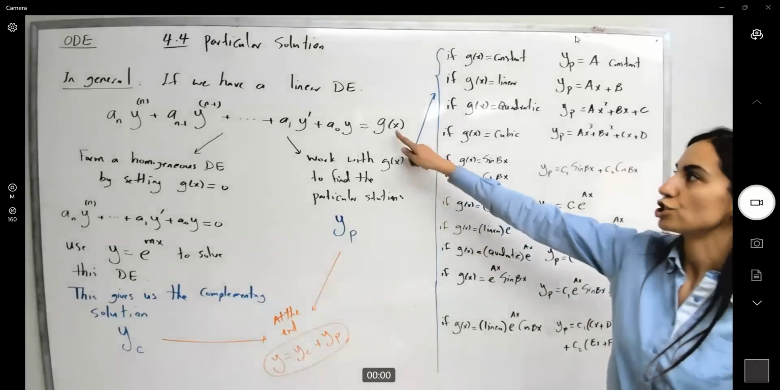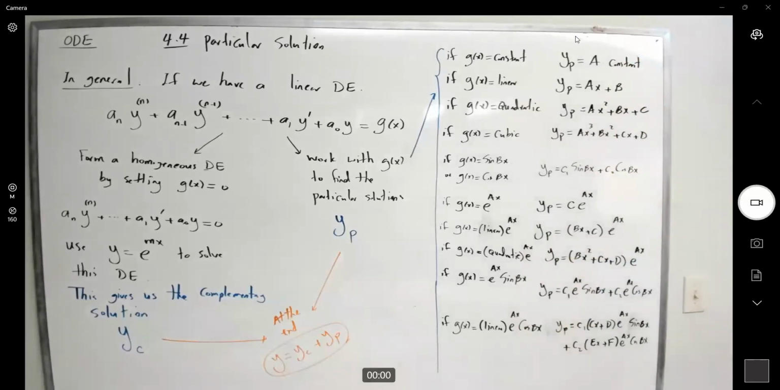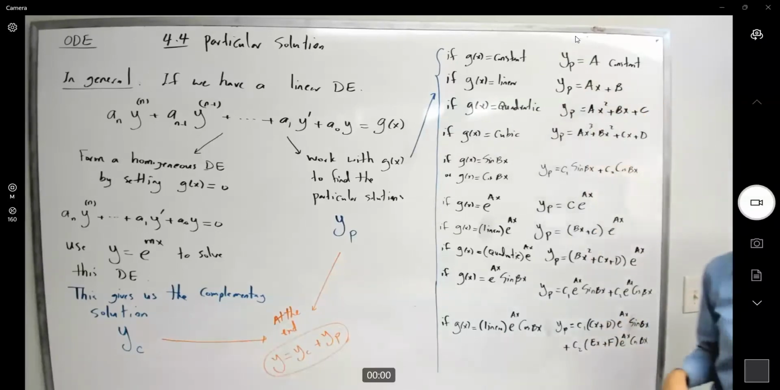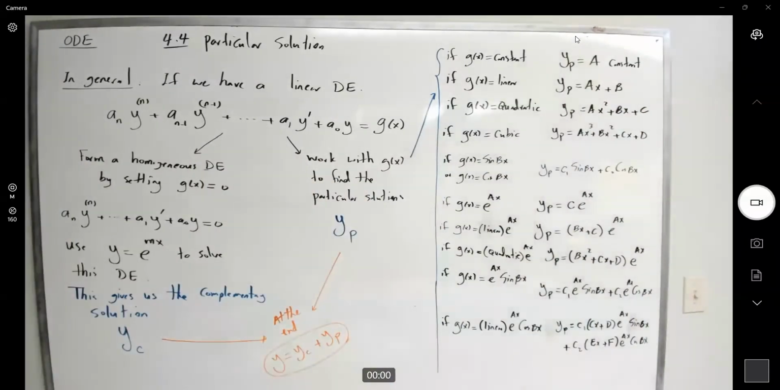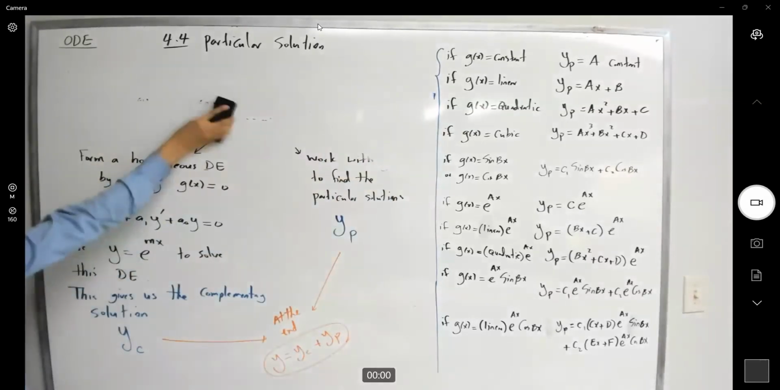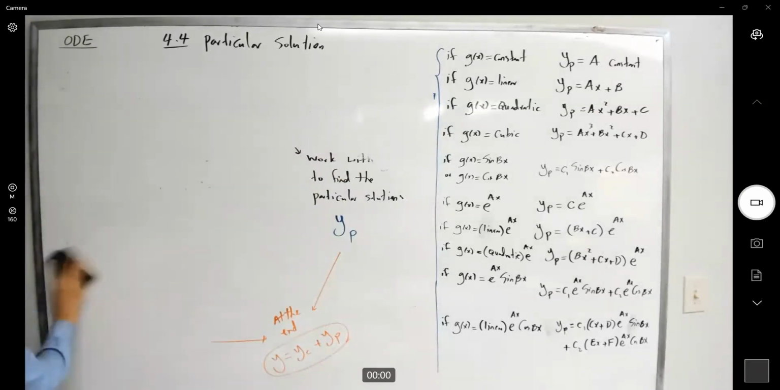Based on how g is defined, we can construct the particular solution. Then we can plug that into the differential equation and solve for these missing coefficients. Okay, give us an example. Very well. I'm going to leave that list there, and I'm going to use that list until you feel comfortable about it.